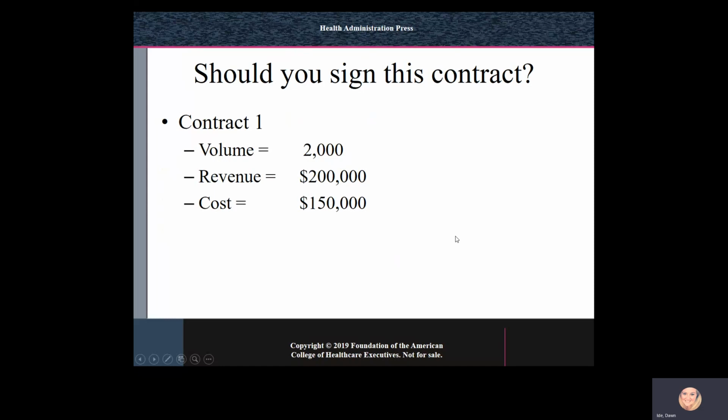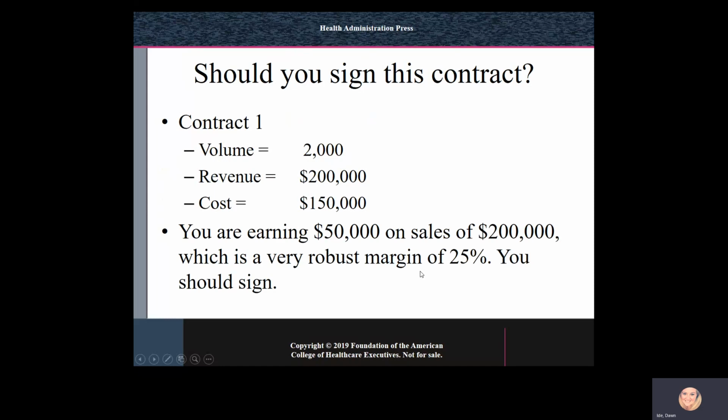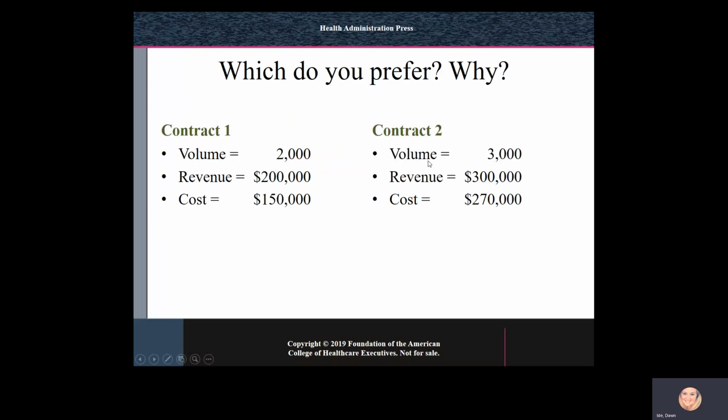So what do you guys think? What's going on here, right? You're earning $50,000 on sales of $200,000, which is a robust margin of 25%. So should we sign? Yes, we should. You're making a decent amount of money.